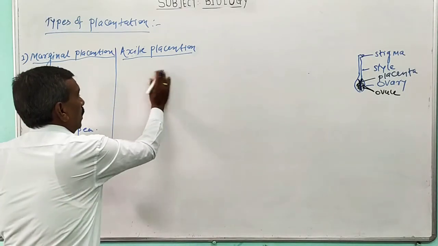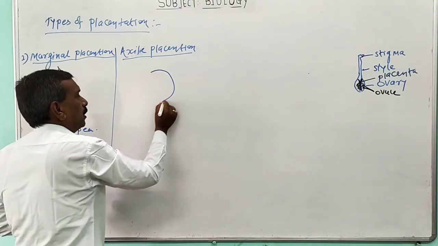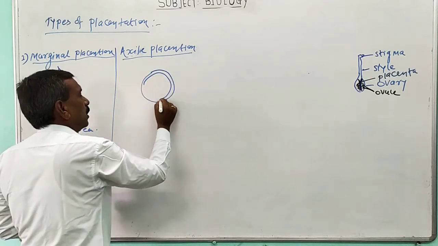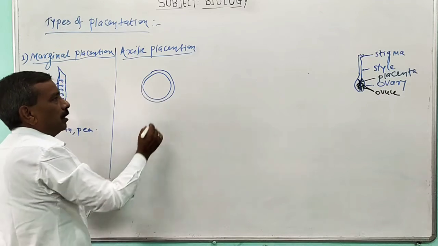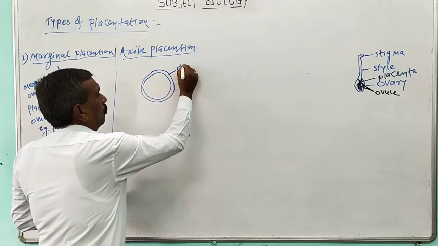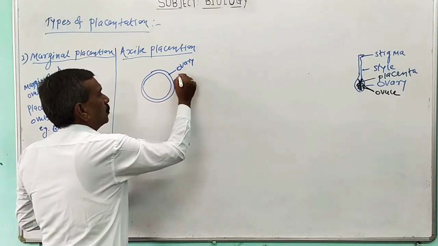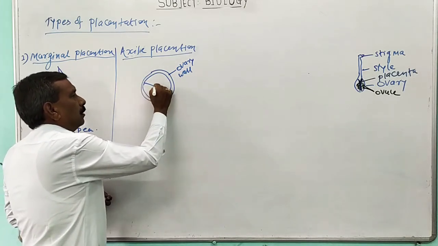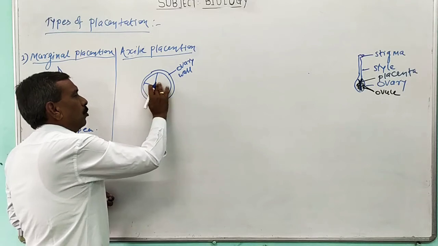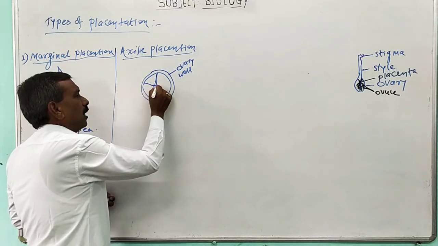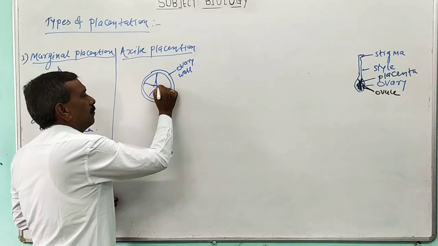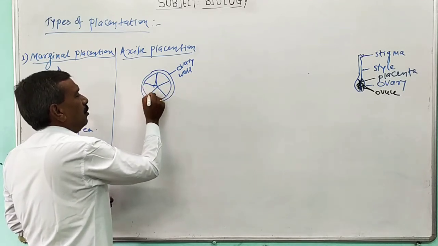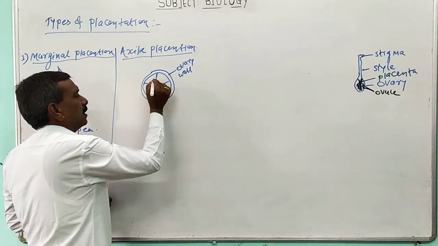Now suppose this one is a TS of ovary, this one is the wall of the ovary, and here these are the locules of the ovary. The locules are more than 2, hence it is known as multilocular. 1, 2, 3, 4, and 5 locules. This one is a placenta.